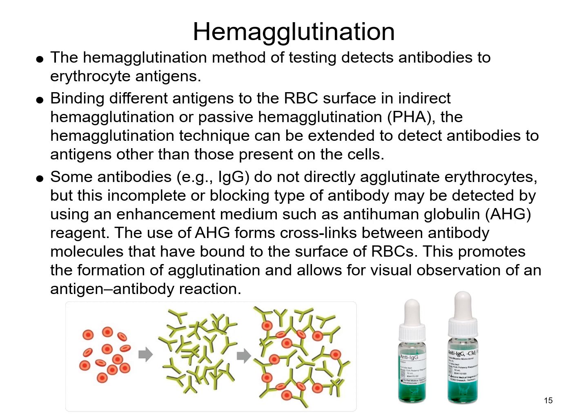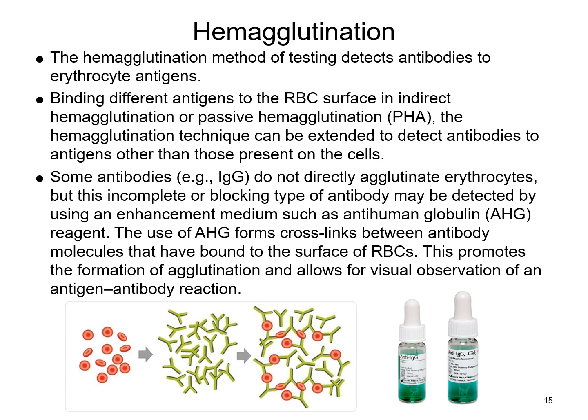By binding different antigens to the red blood cell surfaces in indirect or passive hemagglutination, the hemagglutination technique can be extended to detect antibodies to antigens other than those actually present on the red cells. Occasionally we might have to add some sort of chemical agent to enhance those bonding bridges and help the reactions take place.